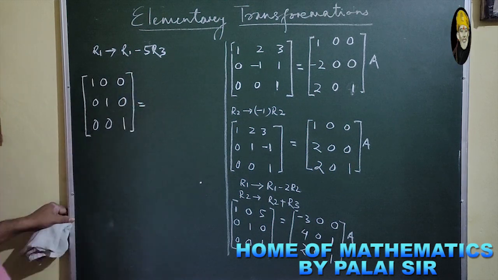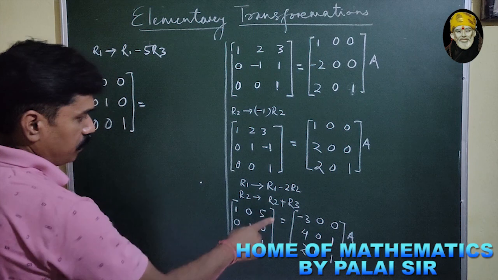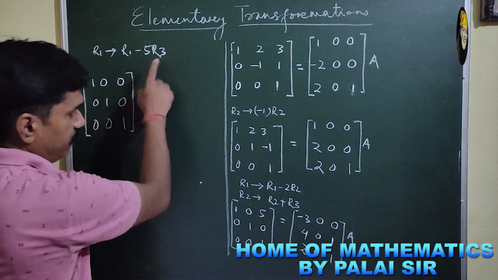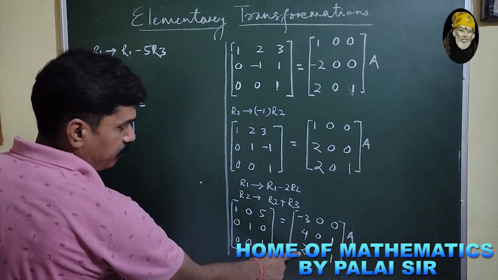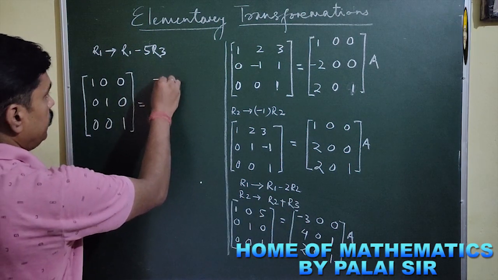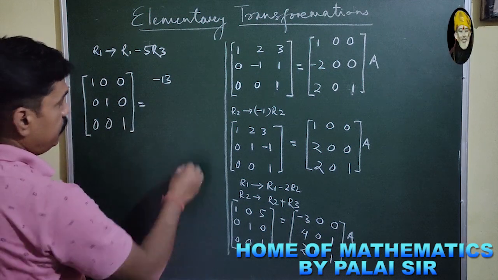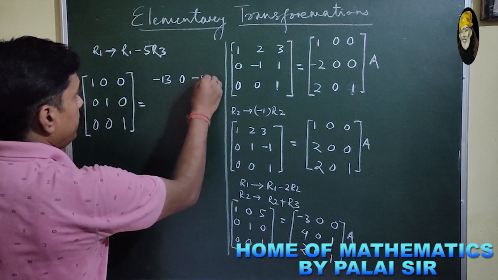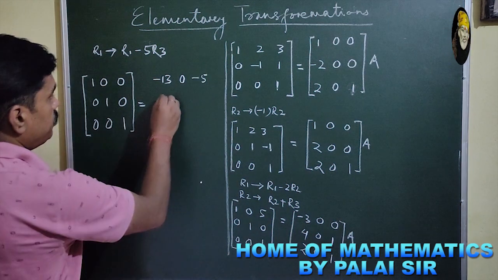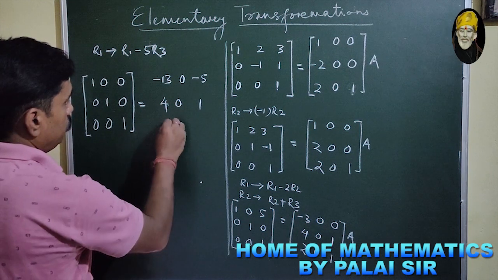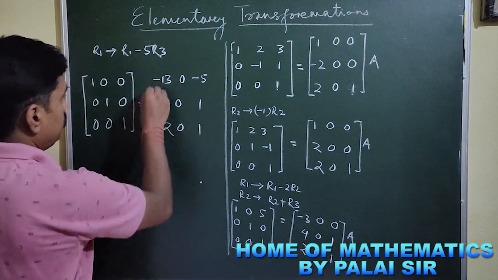This will be what? Here it is R1 equal to, what you have taken? R1 equal to R1 minus 5 R3. 5 you multiply here. 5 into 2, 10. Minus 3 minus 10, it will be minus 13. And here it is 0. And here it is 5. 0 minus 5, this will be minus 5. And here it is 4, 0, 1, 2, 0, 1.